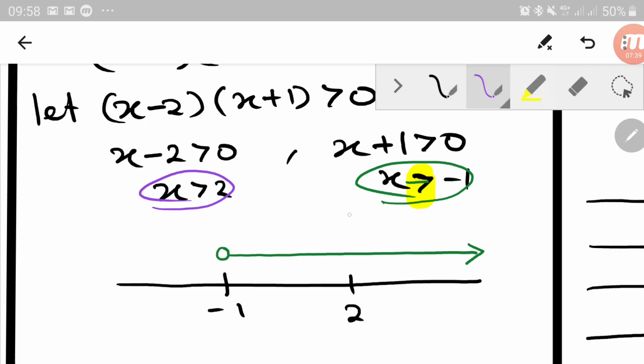x greater than 2. So we have an empty circle on top of 2, and then the arrow that we want is going to the right. Over there, you see, I put a line inside the greater than symbol, so it shows that it's an arrow pointing to the right. Now we've done representing the inequalities in the form of lines on a real number line.